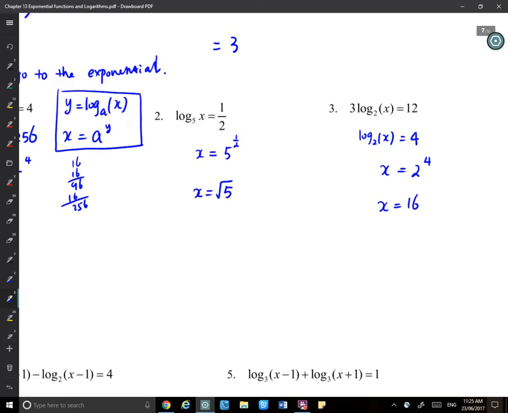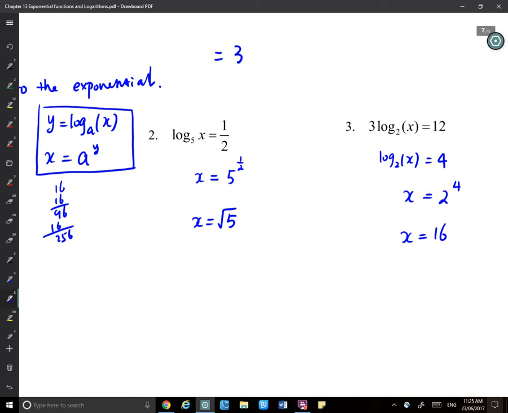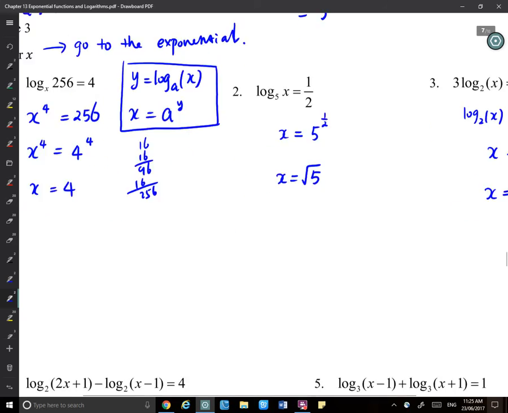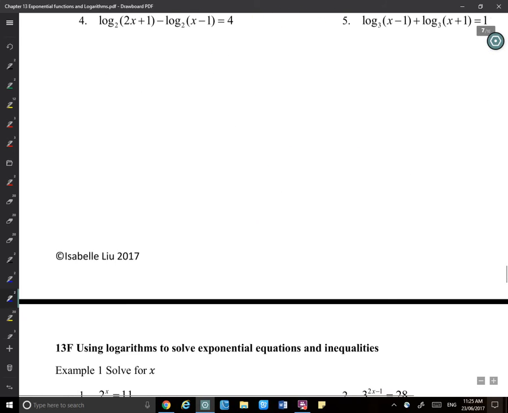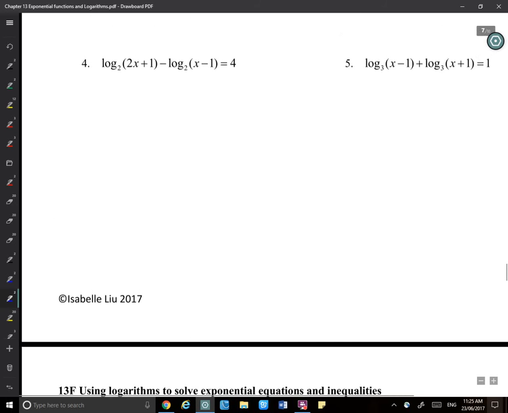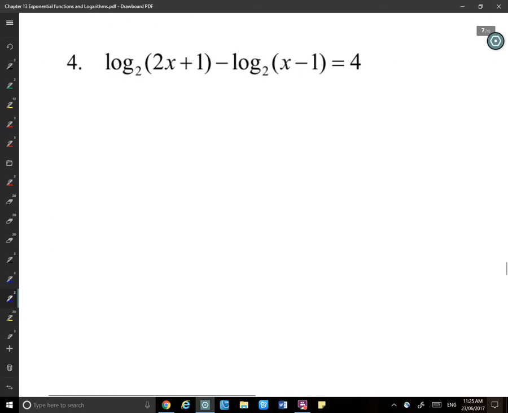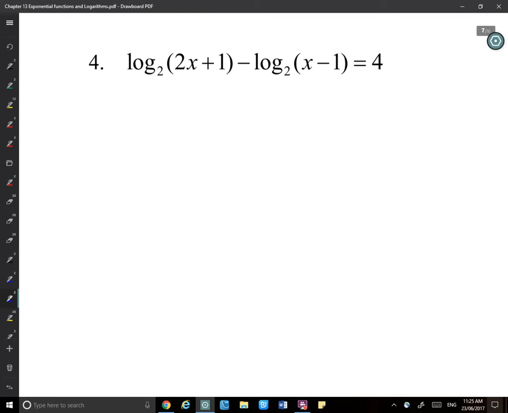Okay, log equations are very simple. Let's have a look at example 4 and example 5. There is a very important thing in those two exercises.